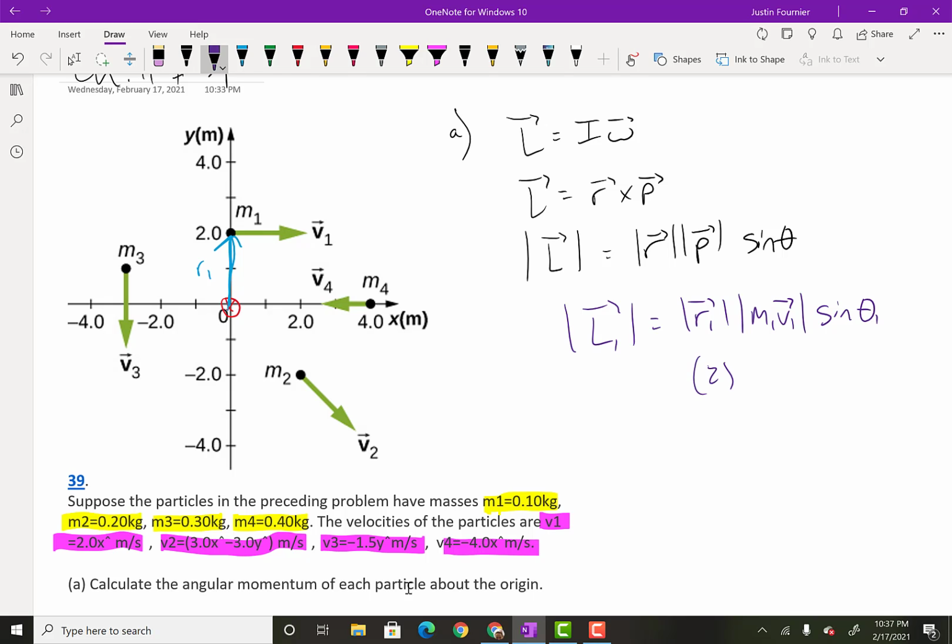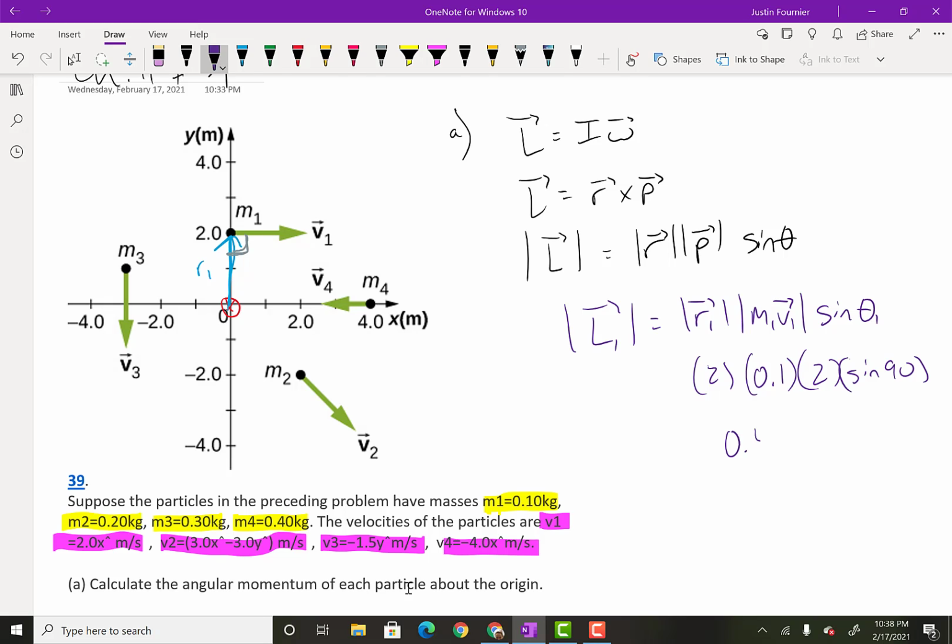Remember, all this is magnitude. In order to do the direction, I'm going to use my right-hand rule. We'll see what that looks like in just a moment. And then M1 is 0.1 kilograms that I got from the problem itself. And then times V1, which they give me as 2, and I can clearly see it's moving in the positive x direction, in meters per second. So it's going to be 2. And then the angle between these two is 90 degrees, and sine of 90 is 1.